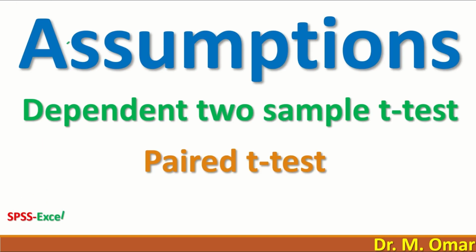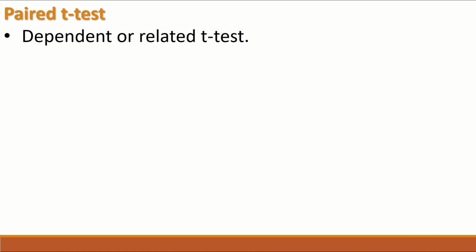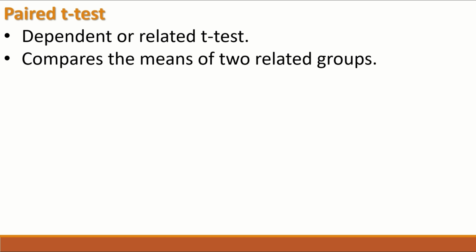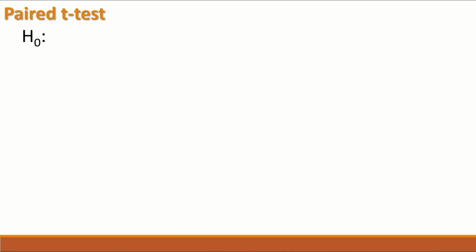Assumptions for the dependent two sample t-test, alternatively known as the paired t-test. So the paired t-test, alternatively called the dependent or related t-test, will compare the mean of two related groups. It will examine whether the mean difference between two paired observations is different from 0.